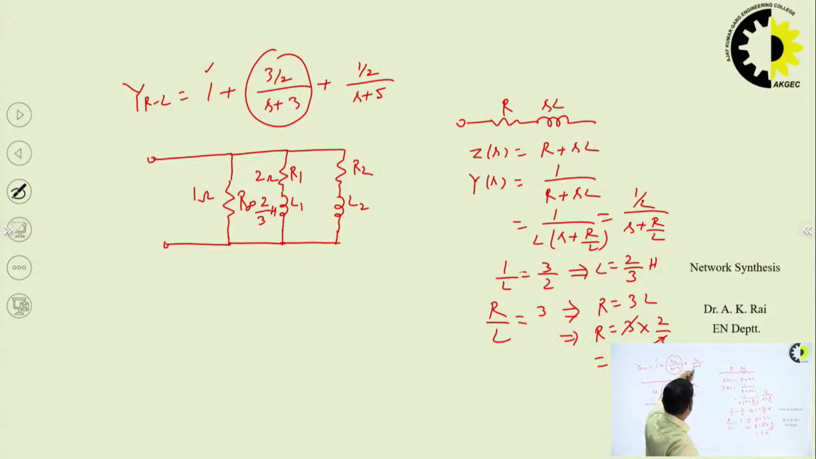Similarly, we can carry out for this. So 1 by L is equal to 1 by 2, so L2 is equal to 2 Henry. So it is 2 Henry and 2, so it is 5 L. So L is 2, so it is 10. Here from this expression we can get this 10 ohm.